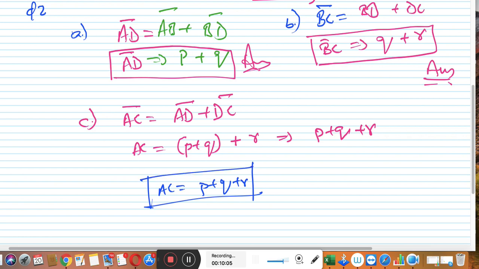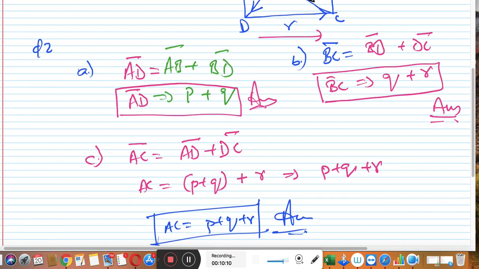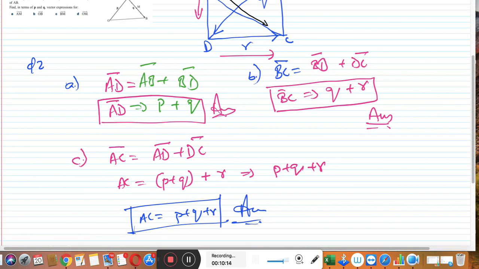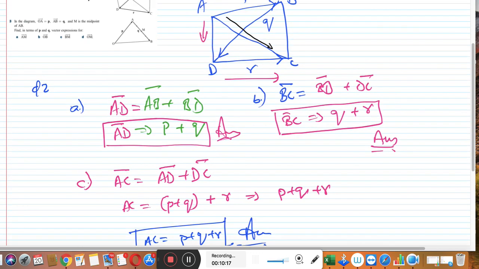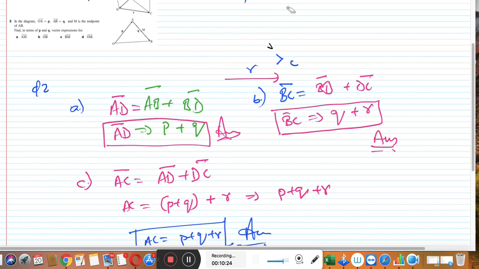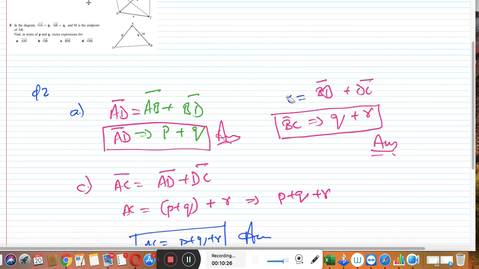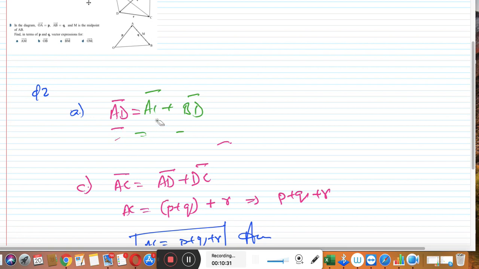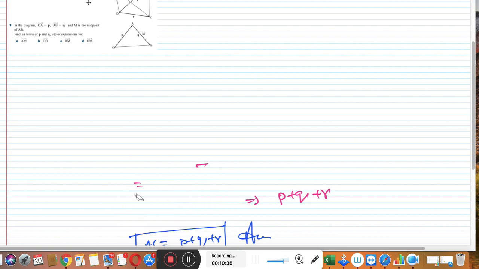That is your final answer for question number 2. I guess everything would be clear to you. Okay, now going ahead with further questions. Just because this is a concept, if you do not know, then this becomes very difficult. If you know, then this becomes very easy and marks fetching.